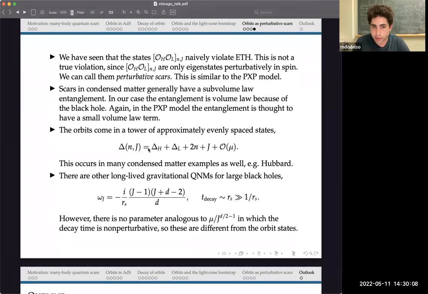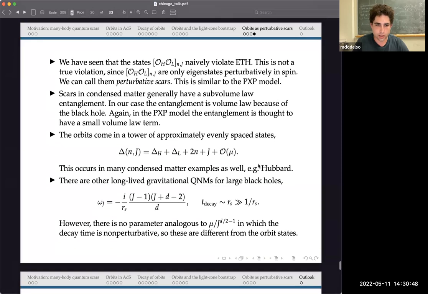And another interesting thing that we saw is that these orbits come in a tower of approximately evenly spaced states, because the tower of orbits in pure AdS is approximately exactly evenly spaced, and the corrections to the AdS dimensions are small. This tower shows up a lot in the literature. For example, a certain kind of Hubbard model has a tower of exact scars. So it's an interesting connection.